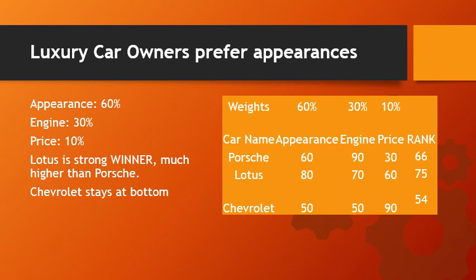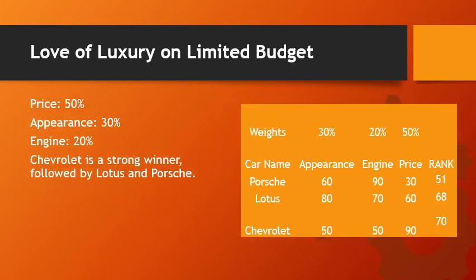So in this case, Lotus comes out with 75, much higher than Porsche at 66, and both of them are better than Chevrolet, which is the worst, the bottom car. But suppose we consider a person who has a limited budget, but he is very much fond of luxury. So what he is looking for is some car which comes into the luxury car status and he can afford.